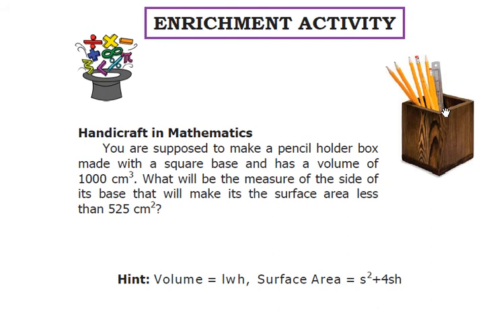Since this is an open box, we have S squared, because only the bottom part of the box will be covered with whatever material is available, plus the area of the four faces of the box. That is 4S, or the side, times the height. If we consider this area, one of the sides, or the width of this rectangle, is S, and the length is the height H in this formula. So let's move on to our solution.